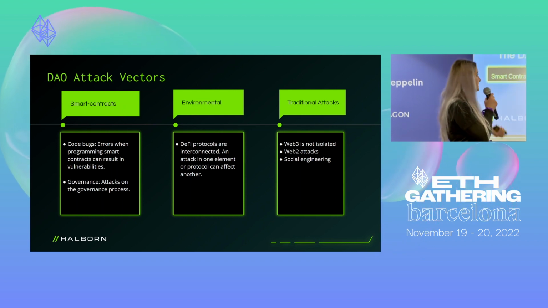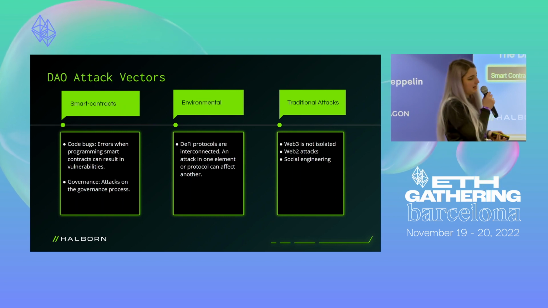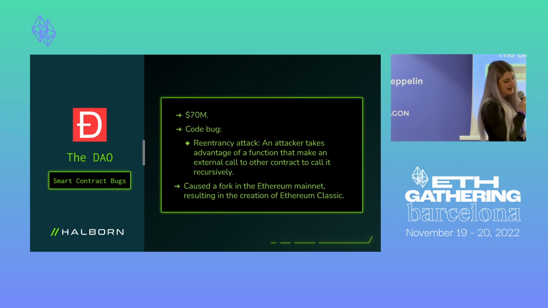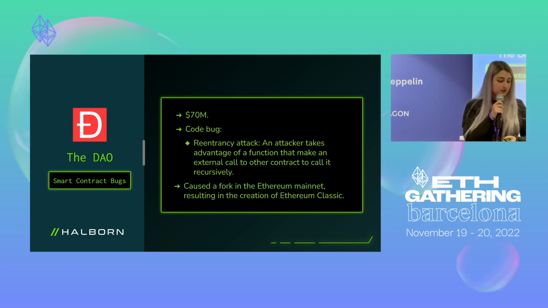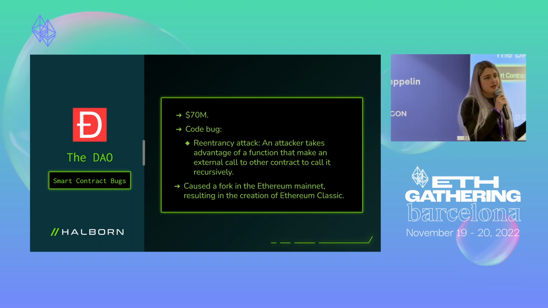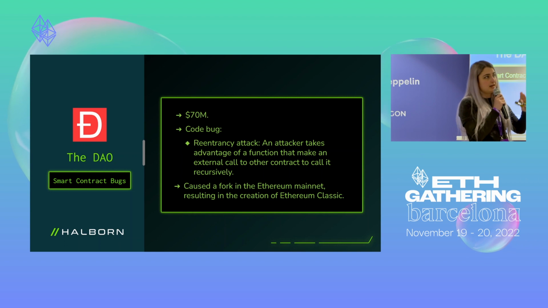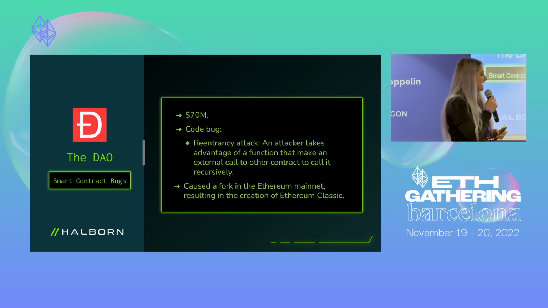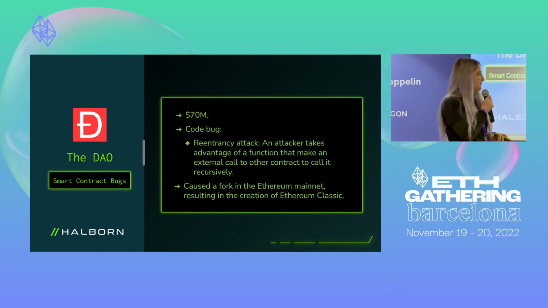So for the first sample, I think we are going to start with the big one, the DAO, right? So the DAO hack caused a loss of $70 million, and it was a reentrancy attack. There was a bug in their code that allowed an attacker contract to call a function recursively, and we are going to see what the function is afterward. And it actually caused a fork of the Ethereum network into Ethereum Classic. So it was the big one.